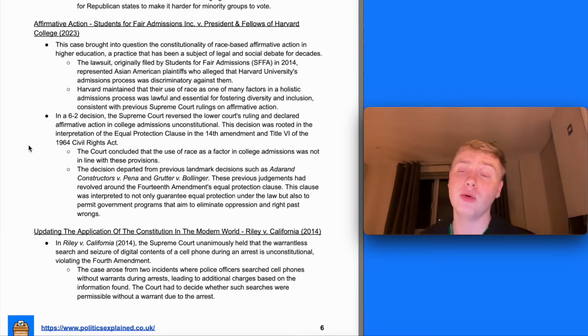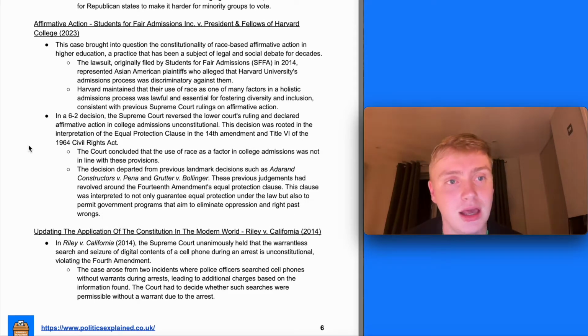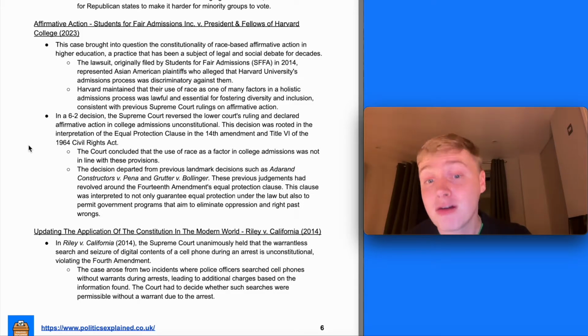Another key example is in relation to affirmative action in Students for Fair Admissions versus President and Fellows of Harvard College in 2023, and it brought into question the constitutionality of race-based affirmative action in higher education, a practice that had been subject to legal and social debate for decades. The lawsuit represented Asian American plaintiffs who alleged that Harvard University's admissions process was discriminatory against them.